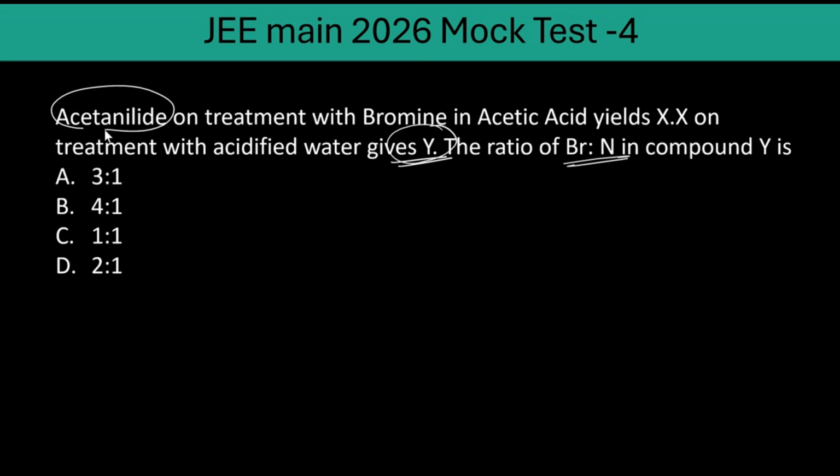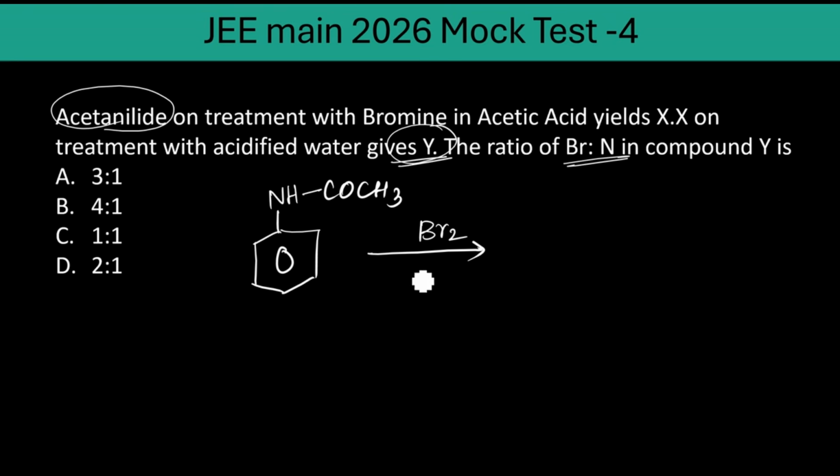So what is acetanilide first of all? I know aniline, right? Aceto group, what is that? CH3CO. So one of those hydrogens gets replaced by COCH3, that is acetanilide. Correct? How can we prepare it? Using acetic anhydride, that you know. Then, with bromine in acetic acid, what will that produce?